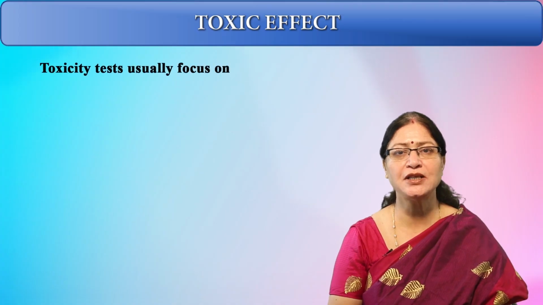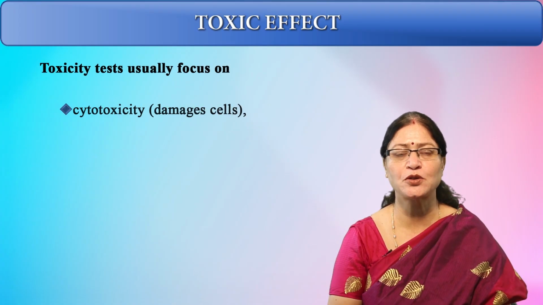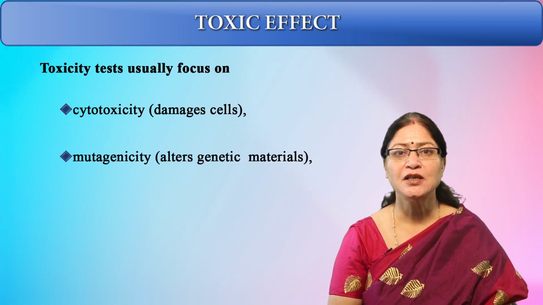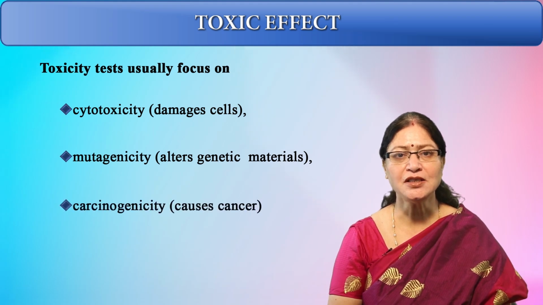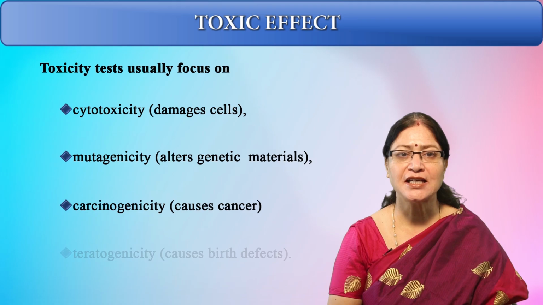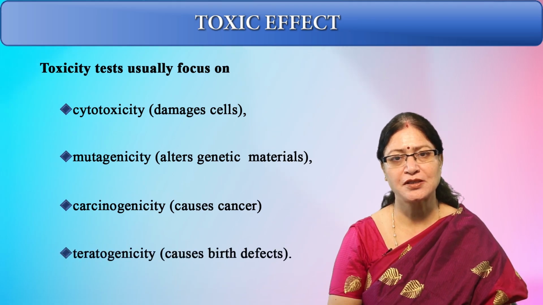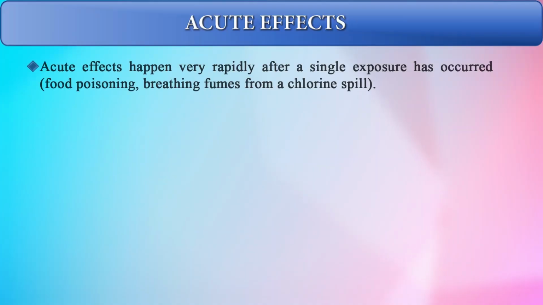Toxicity tests usually focus on cytotoxicity, which is known as cell damage, mutagenicity, which alters the genetic material, carcinogenicity, which causes cancer, teratogenicity, which causes birth defects. The effects of all these can be classified as either acute or chronic. The acute effect happens very rapidly after a single exposure has occurred.